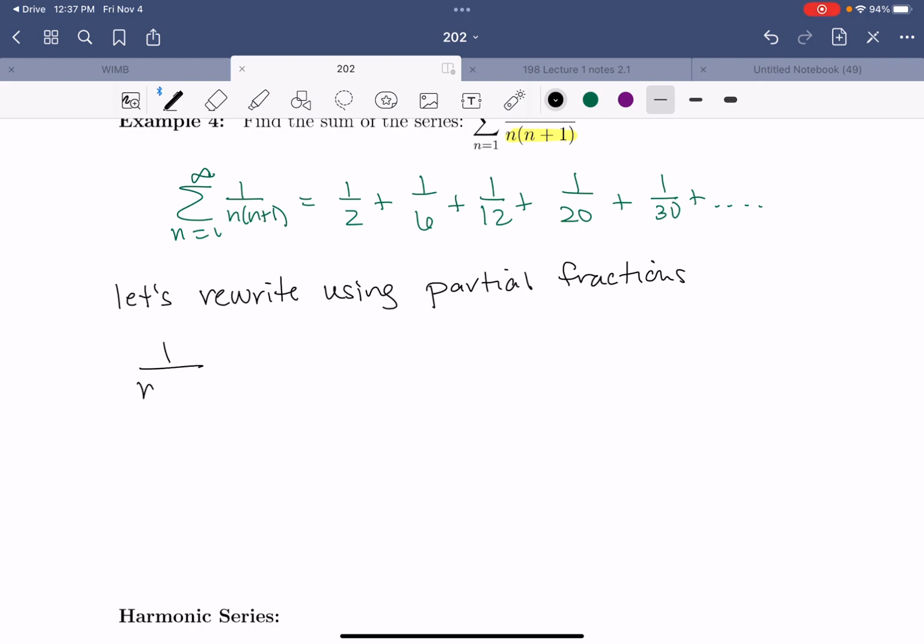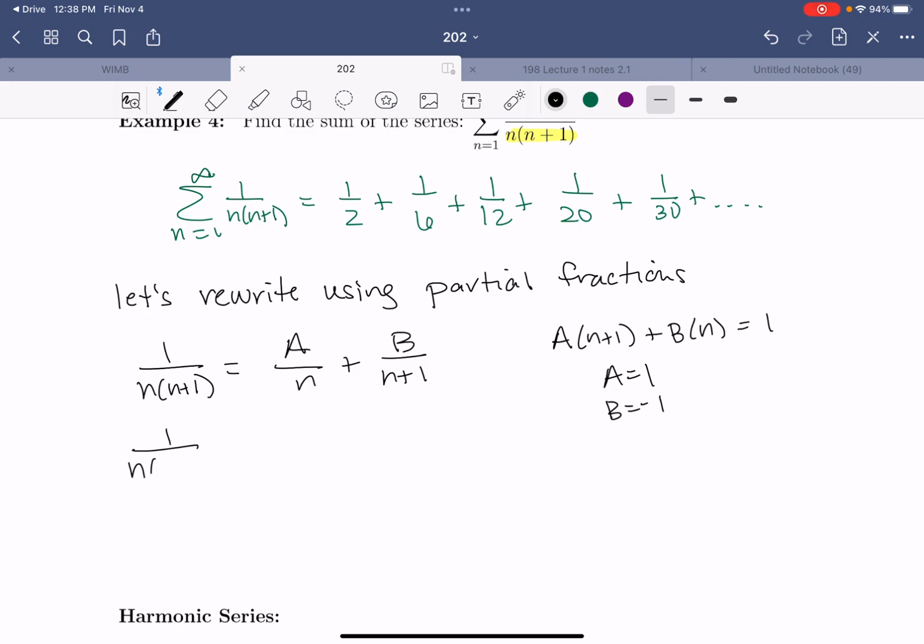So when I have 1 over n times n plus 1, I want to make that equal to a over n plus b over n plus 1. And we've done this before. We know exactly how to do this. When you multiply everything through by n times n plus 1, you get a times n plus 1 plus b times n equals 1. You know if you plug in 0 that you get a equals 1. And if you plug in -1, you get b equals -1. So that tells me that 1 over n times n plus 1 could also be written as 1 over n minus 1 over n plus 1.